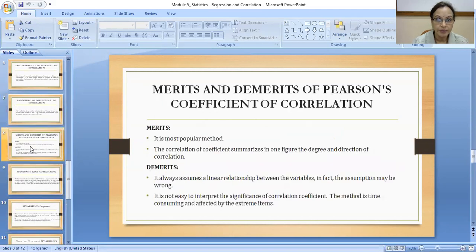Merits and demerits of Pearson's coefficient of correlation. The merits are, it is the most popular method. The coefficient of correlation summarizes in one figure the degree and direction of correlation. The demerits are, it always assumes a linear relationship between the variables. In fact, the assumption may be wrong. It is not easy to interpret the significance of the correlation coefficient. The method is time consuming and affected by the extreme items.